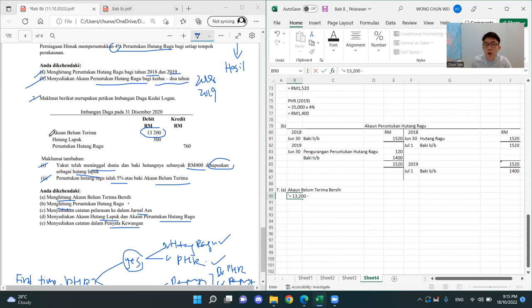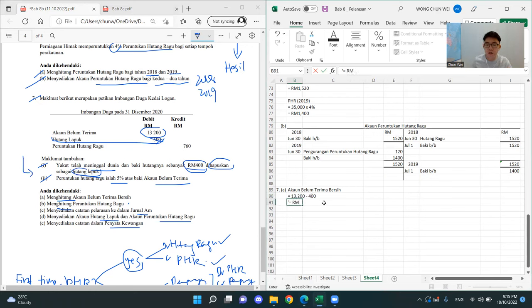I told you, whenever you see hutang lapuk in your imbangan duga, just ignore it. We don't have to minus or plus, okay? We just don't care. What we care is the amount in the maklumat tambahan. So in your maklumat tambahan, if you see a hutang lapuk, then this one we have to record. So how much is it? It is RM400. So you tolak RM400.